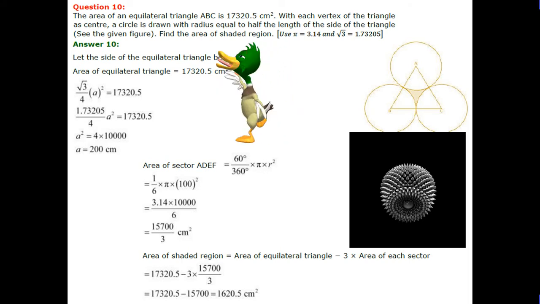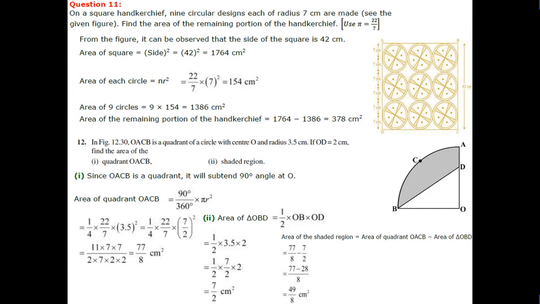Area of the shaded region is area of equilateral triangle minus 3 into area of each sector, 17320.5 minus 3 into 15700 upon 3, we get 1620.5 centimeter square. Now students, question number 11.